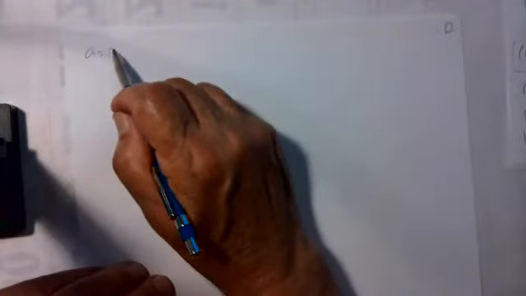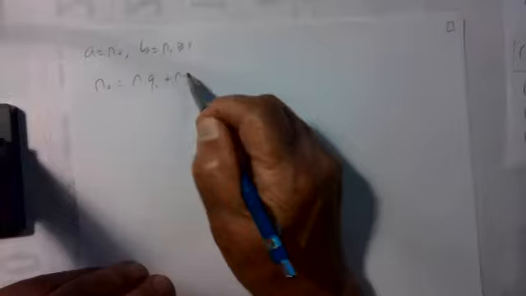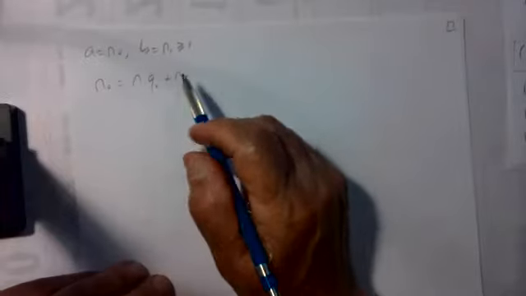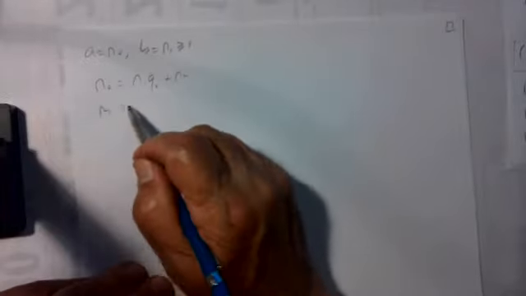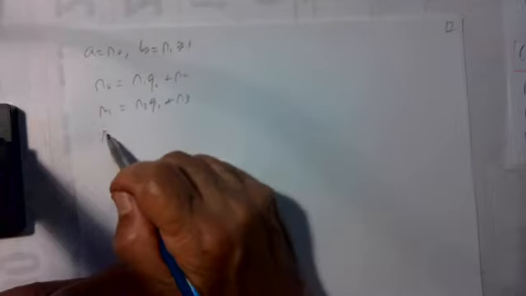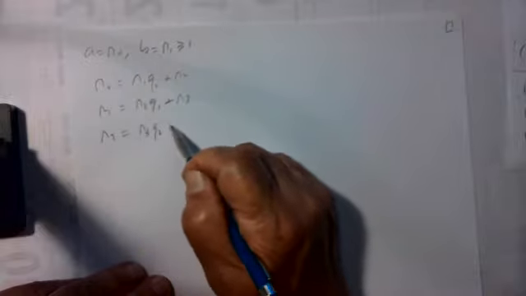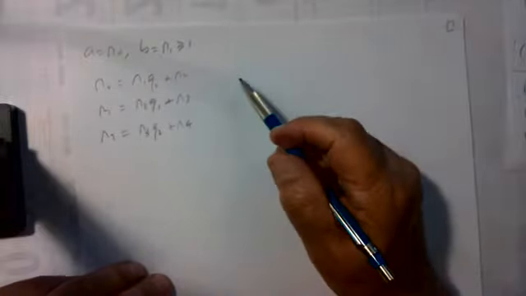So let's just look at this now. Suppose we let A equal R0, B equal R1, which is some positive number. We let R0 be equal to R1 Q0 plus R2. If R2 is positive, divide R1 by R2, you get a remainder R3. If R3 is positive, divide R2 by R3, you get a remainder R4.